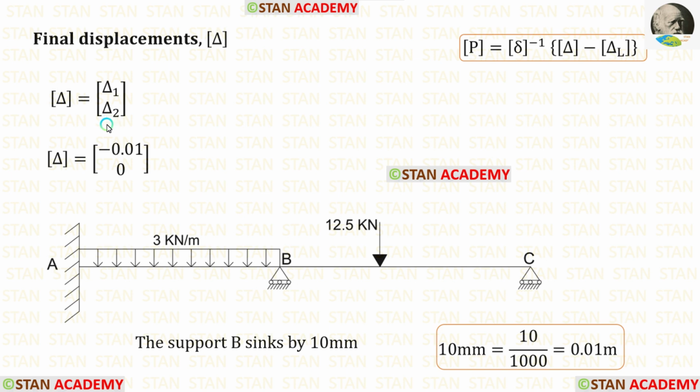Now let us find delta 2. Delta 2 represents the second coordinate. Our second coordinate is at the point C. At the point C, there is no sinking. So delta 2 will be 0. In this formula, we have found delta matrix. Now we are going to find delta matrix and delta L matrix. To find them, we are going to use the unit load method.